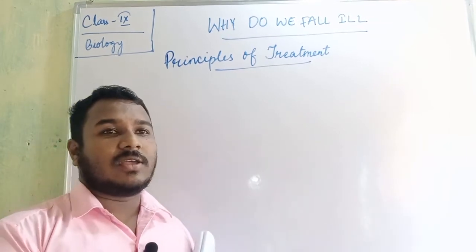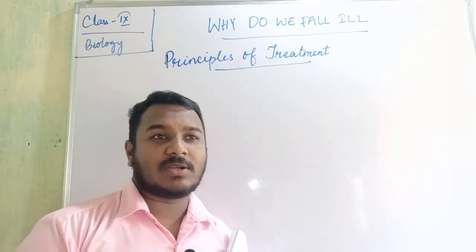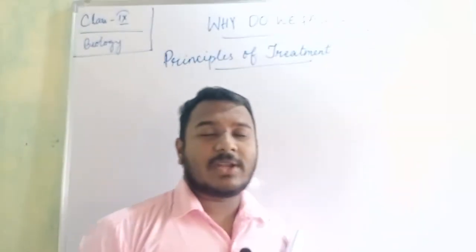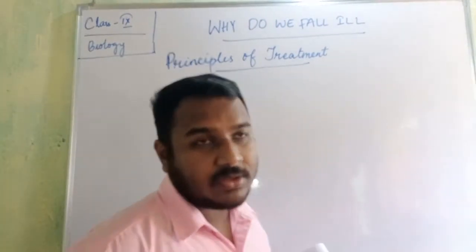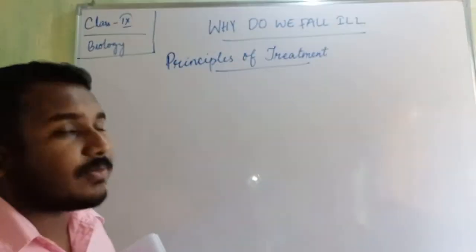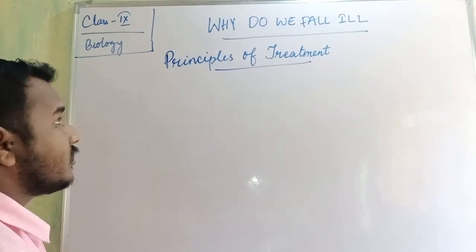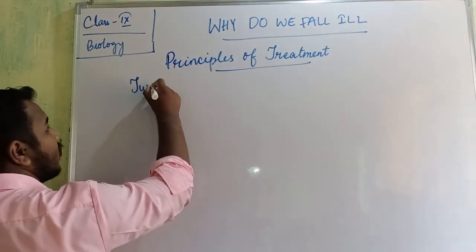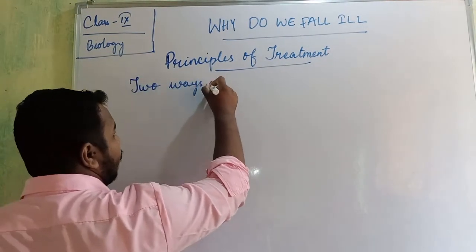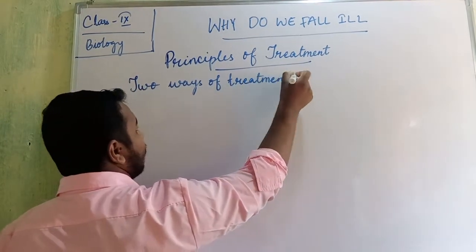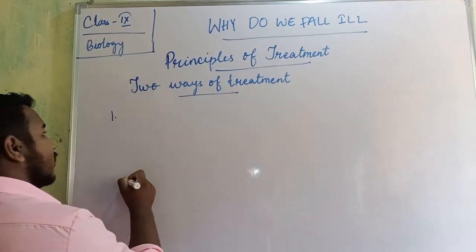What is treatment? Means in a hospital what treatment is given, and at home also you are facilitating, that is also treatment. But here we are talking about medicine and microbes, so we will talk only about hospital or medicinal treatment. So what are the different types of principles or rules of treatment? Mainly there are two ways of treatment. So you can write down two ways of treatment.